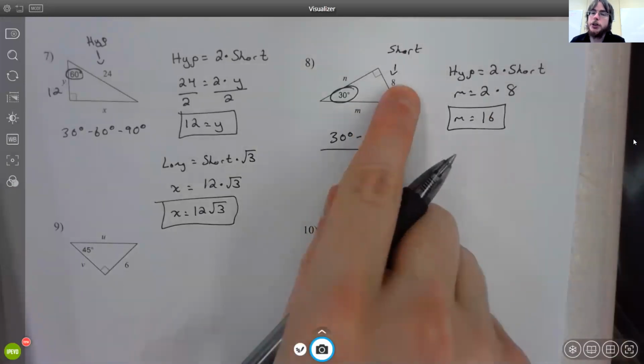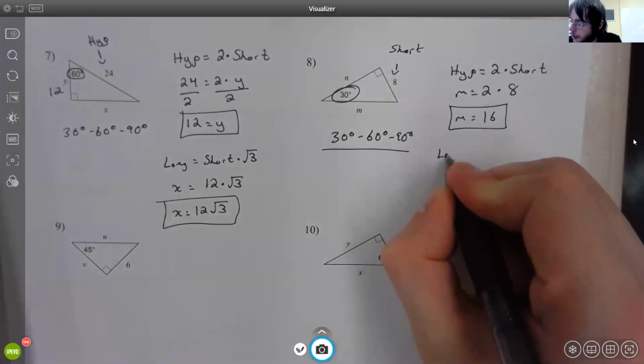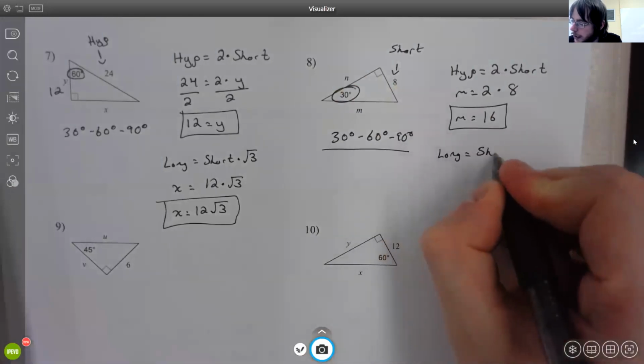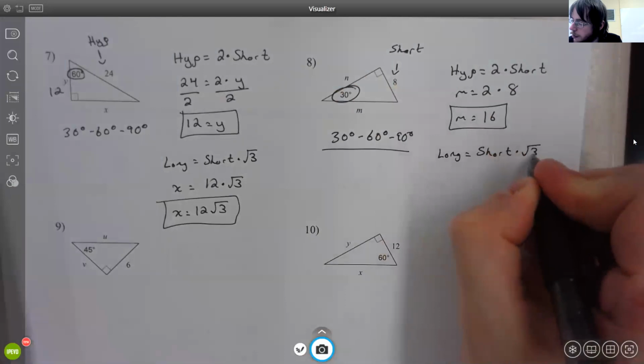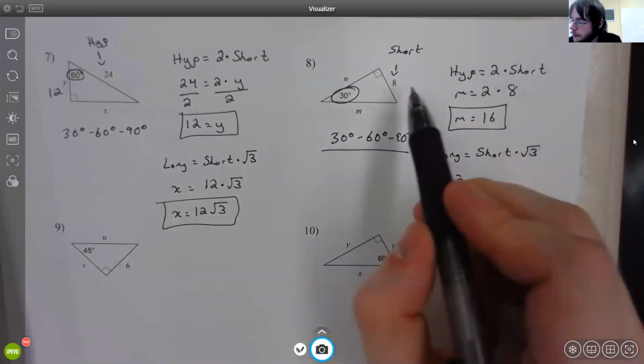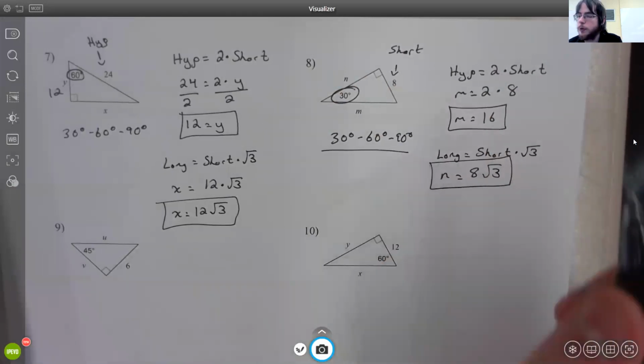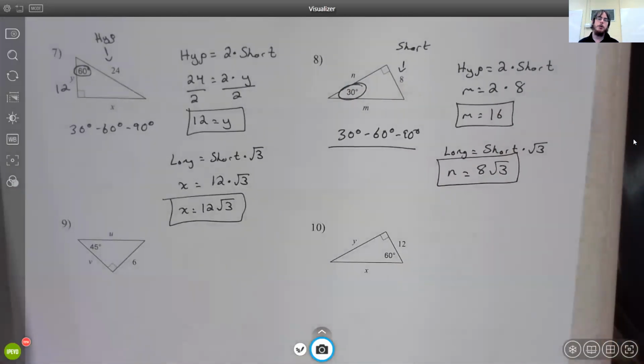Now we go back and use our short leg to find our long leg. So the long leg is equal to the short leg times √3. So our long leg is n. Our short leg is 8, times root 3 means that n is equal to 8 root 3.